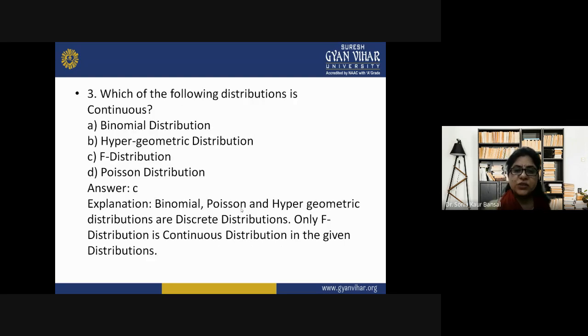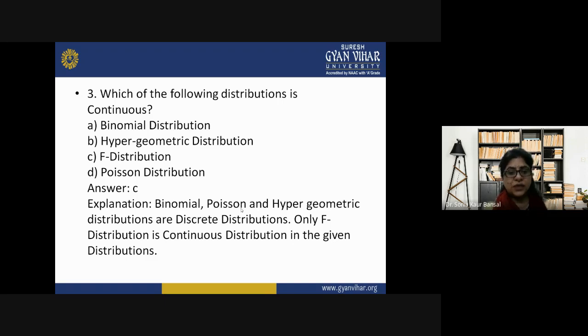Now, the third question is, which of the following distributions is continuous. We have four types of distributions: binomial distribution, hypergeometric distribution, F distribution, and Poisson distribution. The correct answer is C, that is F distribution.